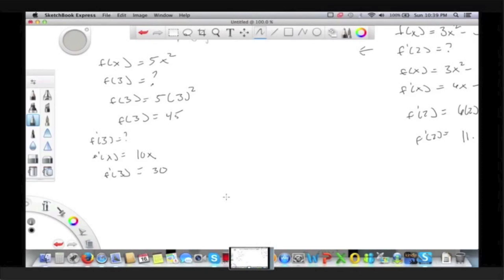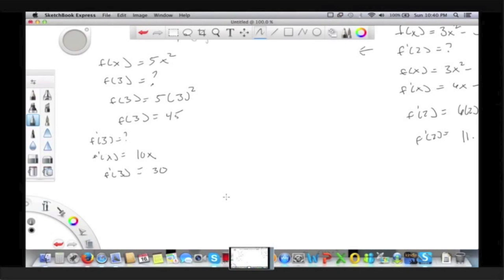Okay. Excellent. Good. So how would you interpret that? As x moves from 3 to 4, the function approximately increases by 30. Okay, good. So what is f of x here? F of x is 5x squared. Excellent. What is f prime of x? 10x. Good. What is f of 3? F of 3 is 45. Good. And what's f prime of 3? 30.